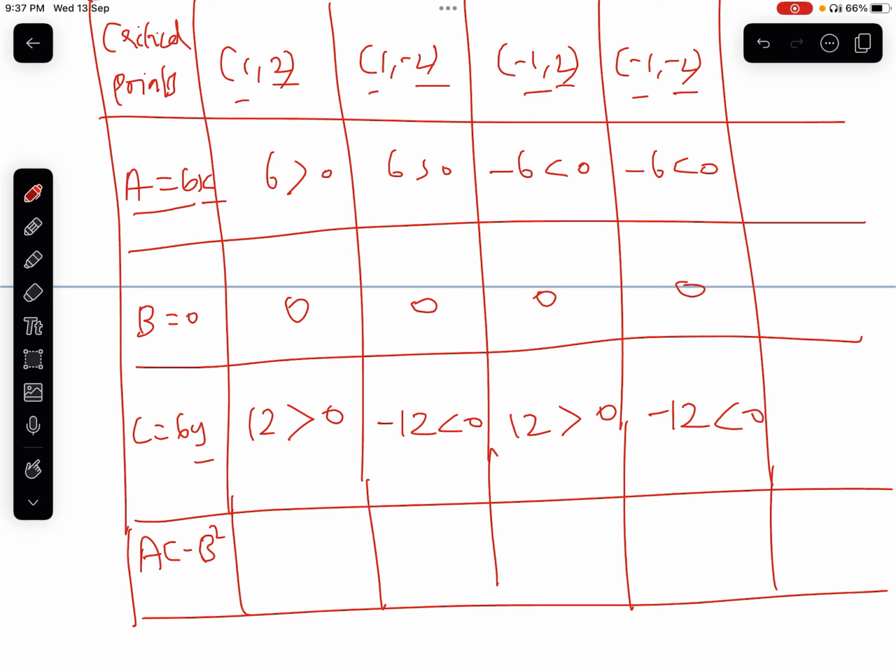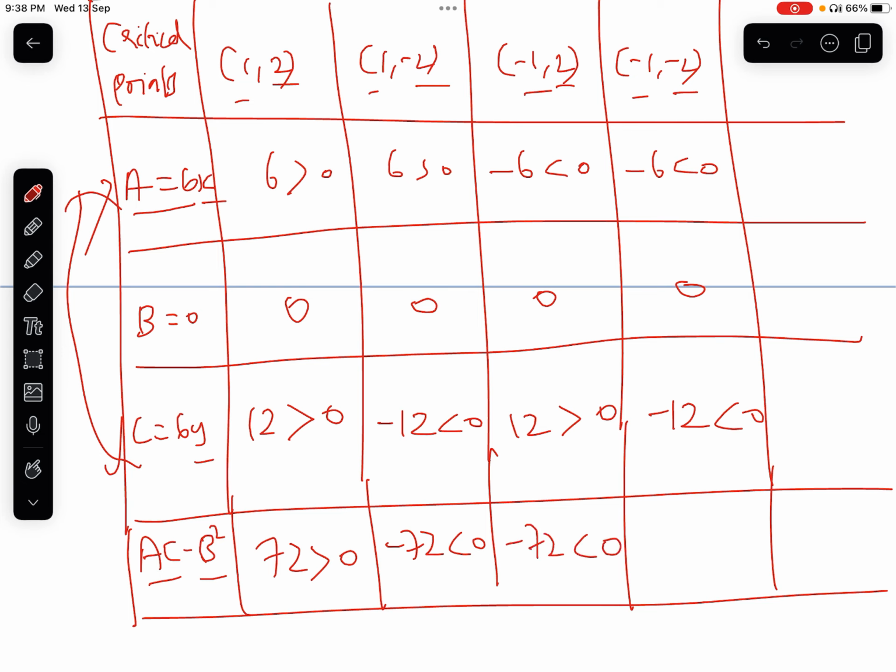Okay, so here ac minus b square. Here b square will be 0, since b is already equal to 0, therefore we can focus only on a and c. So a and c, if you multiply them, we get 72, which is greater than 0, and here minus 72. Okay, 6 into minus 12, therefore here minus 72, which is less than 0. Again minus 6 into 12 is minus 72, which is less than 0.